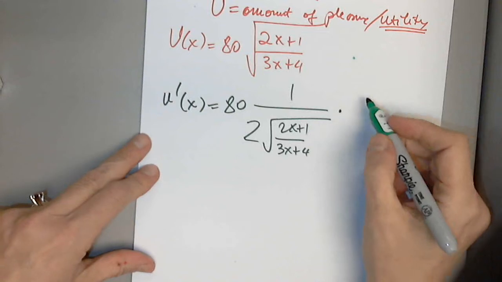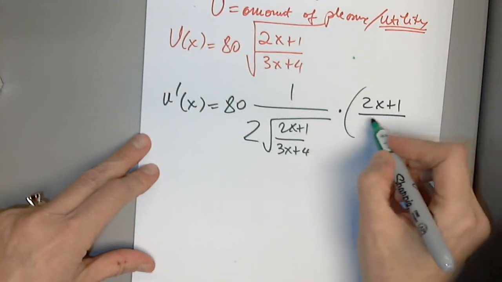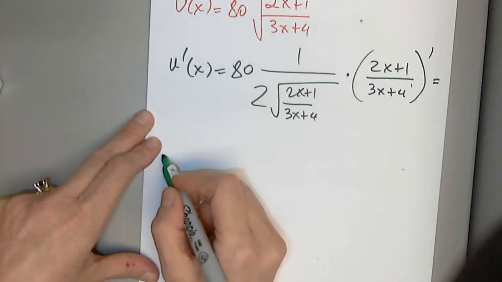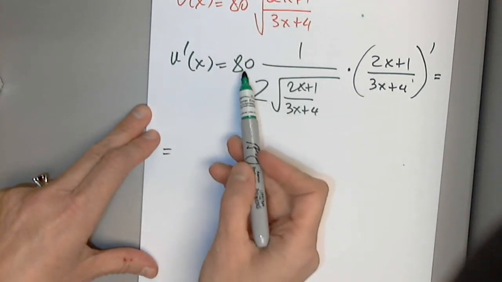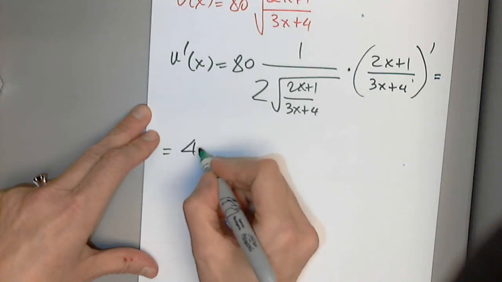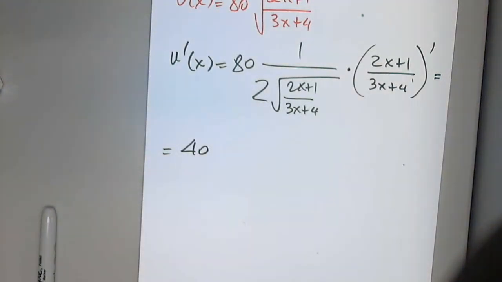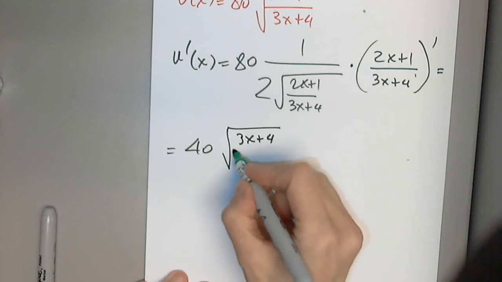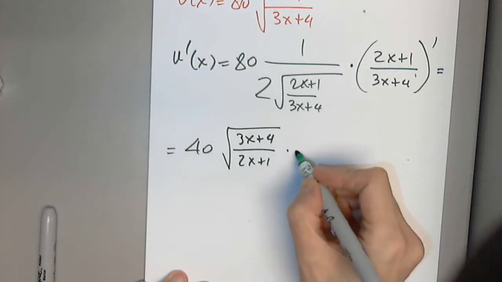So let's write in 2 steps. So 2x plus 1 over 3x plus 4 prime first. See, I have 80 divided by 2. So I'm going to write 40. I am dividing 1 by a fraction, even if it's under the square root. Right? So this now becomes the square root of 3x plus 4 over 2x plus 1.